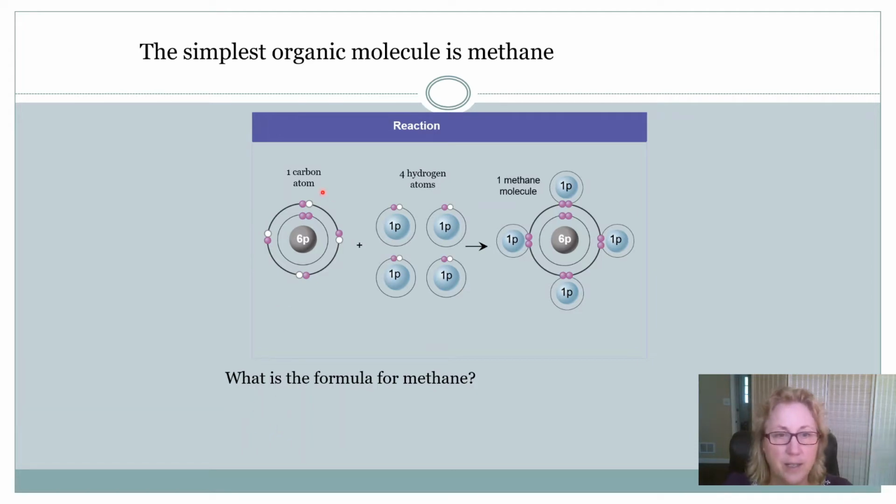electrons. So carbon needs 4 electrons. Hydrogen needs 1. So 1 carbon can bind with 4 hydrogens, and we get our simplest organic molecule, methane. So if we want to write out this formula, we would write it out as CH4. The 4 telling us that there's 4 hydrogens in there.